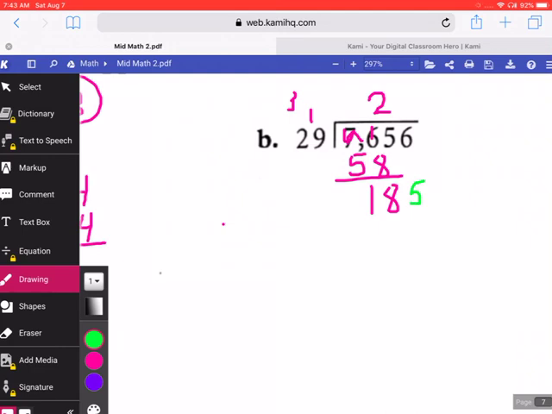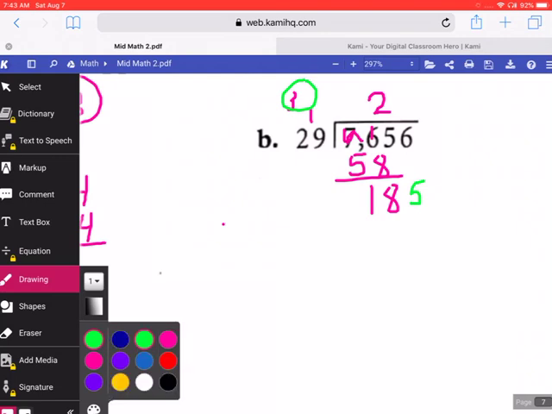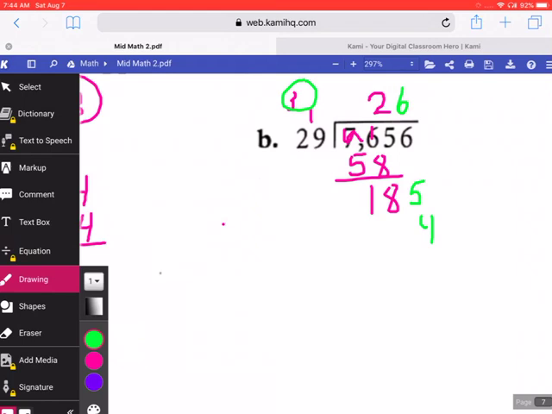Okay, so 3 again is what we're going to guess with. So 3 will go into 18 how many times? Well, 3 will go into 18 6 times. Okay, so now we're going to multiply by the 29. We're just going to do 6 times 29. So 6 times 9 is 54. And 6 times 2 is 12, plus 5 makes 17.